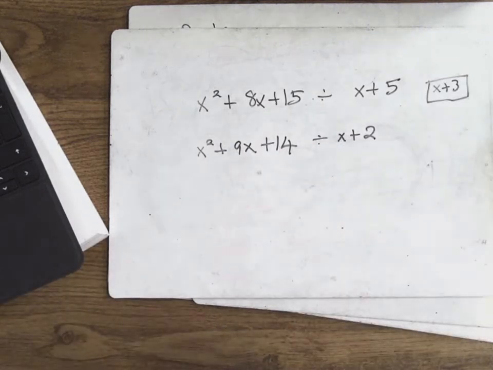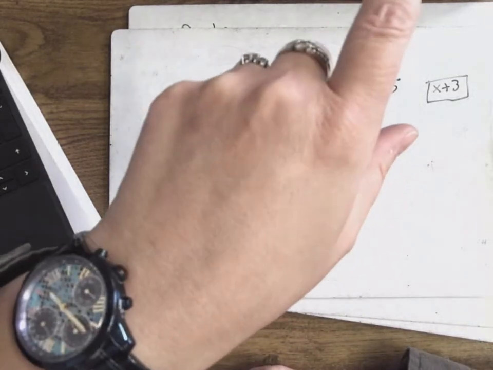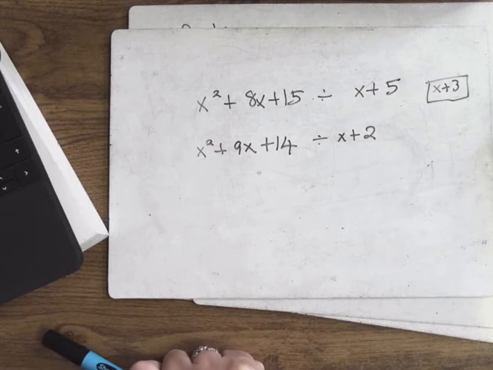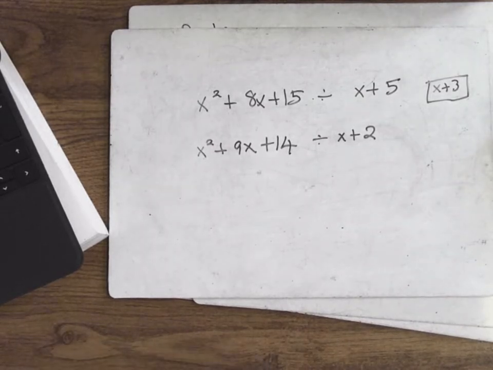Ashton, did you get x plus 3 for the last one? Yeah. Ella? Kate? Katie? Ashton? Excellent. Kyra? Roshan? Great. No, I didn't get it.